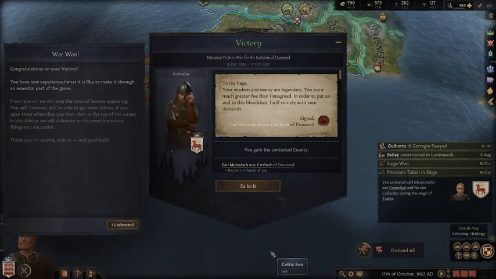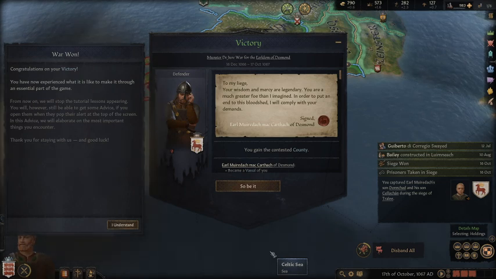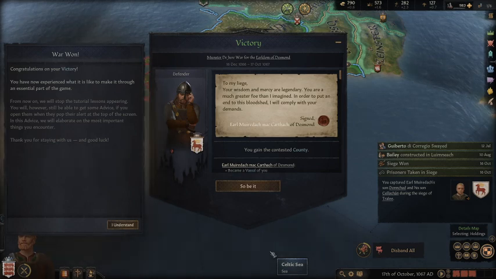And there we go. Congratulations on your victory. You have now experienced what it's like to make it into an essential part of the game. From now on, we will stop the tutorial lessons appearing. You will, however, still be able to get some advice if you open them when they pop their alert at the top of the screen. In this advice, we will elaborate on the most important things you encounter. Thank you for staying with us, and good luck.